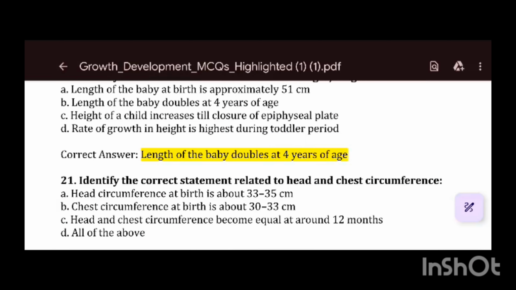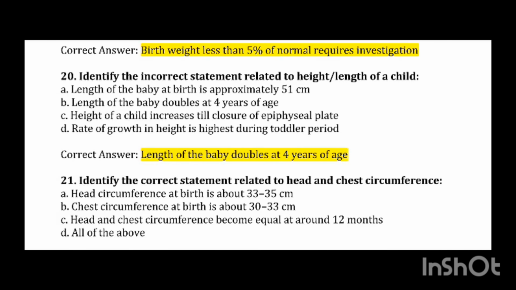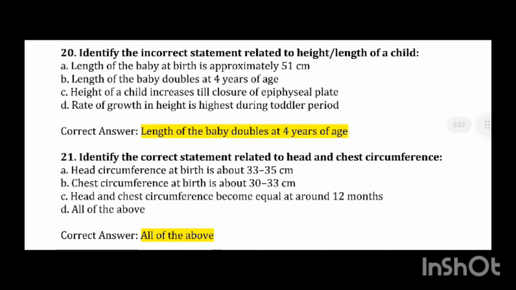So previously we have done 20 MCQs, so today is 21. The first question is to identify the correct statement related to the head and chest circumference. The head circumference at birth is about 33 to 35 centimeter. Chest circumference at birth is about 30 to 33 centimeter. Head and chest circumference becomes equal around 12 months, or all of the above. So for this question the correct answer is all of the above.